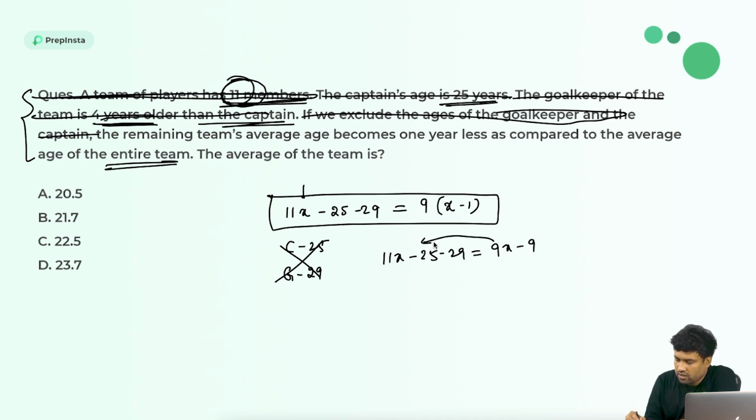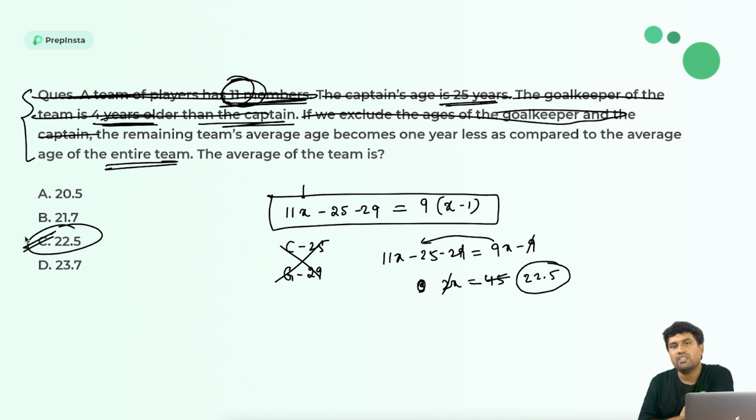So 9x went to this side, it will become 2x, and 9 got cancelled, 20 plus 25 is 45, and 2 will cancel this, 22.5 times. So the answer is 22.5. Option C is correct.